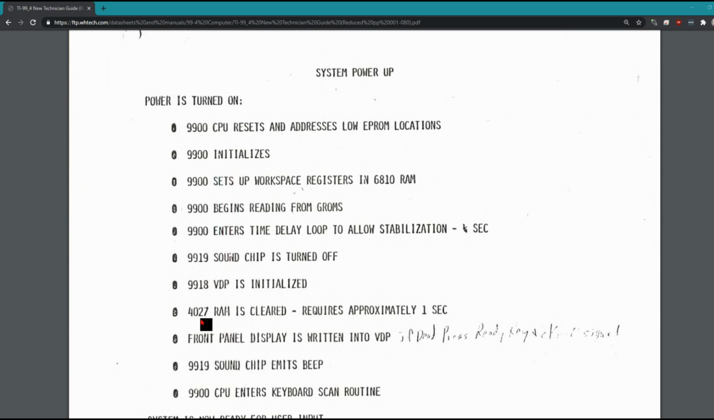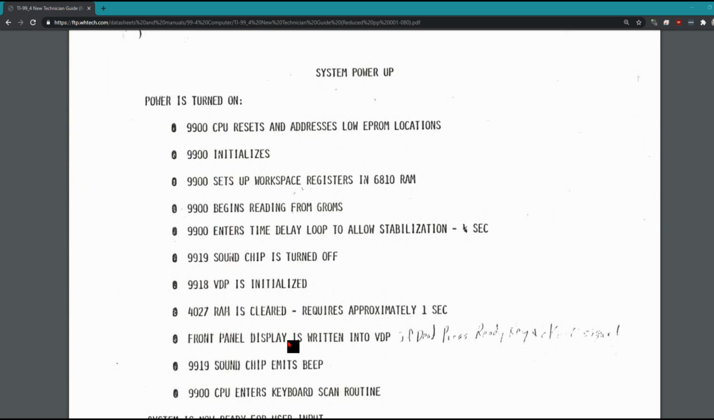Now it says 4027 RAM is cleared, requires approximately 1 second. I think this is referring to the 16K of RAM, but on the original prototype board, it only had 8K, or on the original TIs, and I think this was the part number. But this is clearing that RAM, takes approximately 1 second.